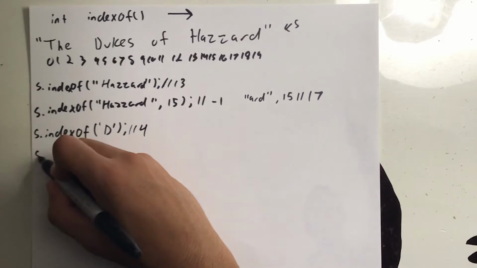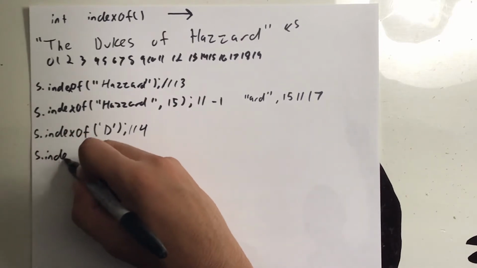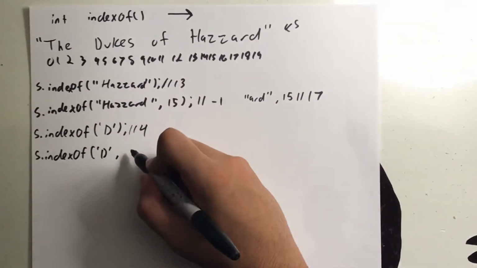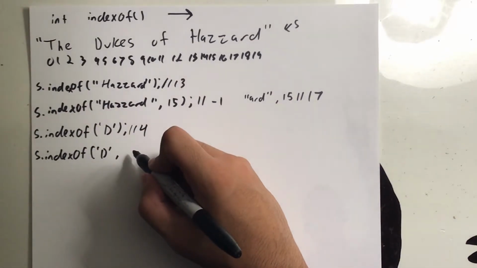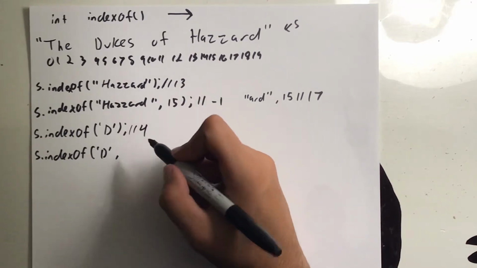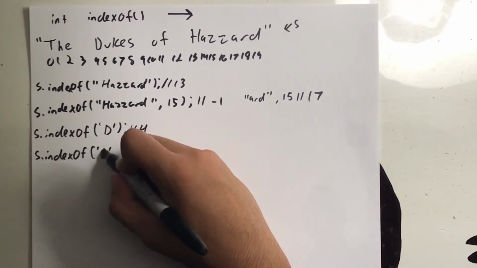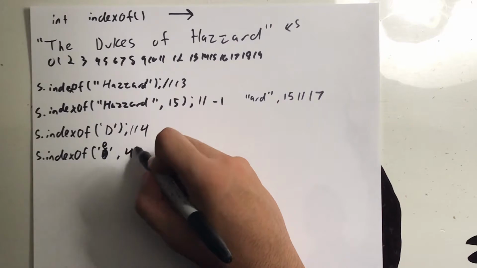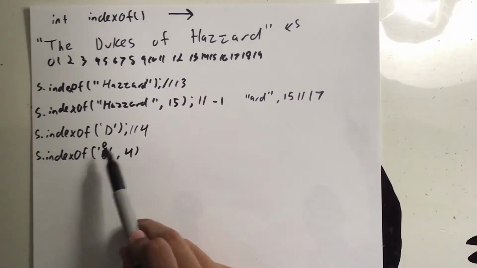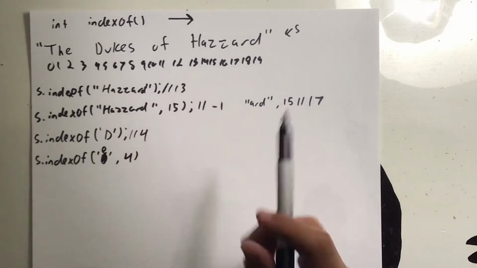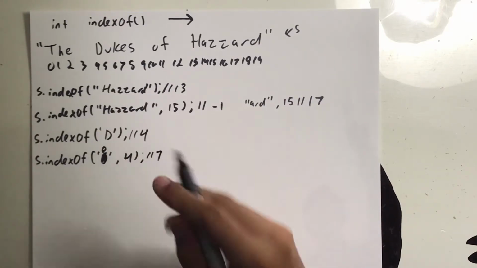Now if we had the same thing, but now we're going to tell it where to start. Let's say, well, not D, how about E? Let's start at 4. So we'll put the character E starting at 4. So at 4, the first instance of the character E is 7. So the answer would be 7.